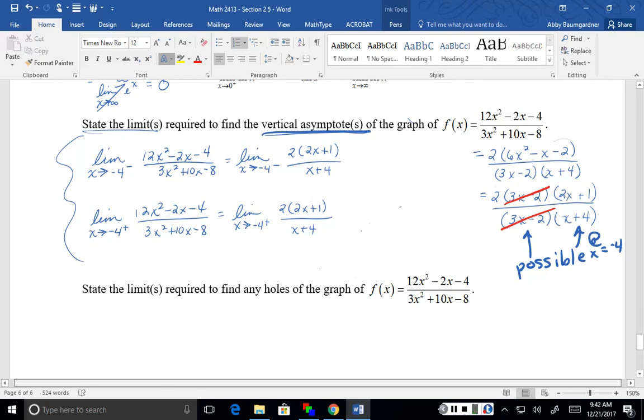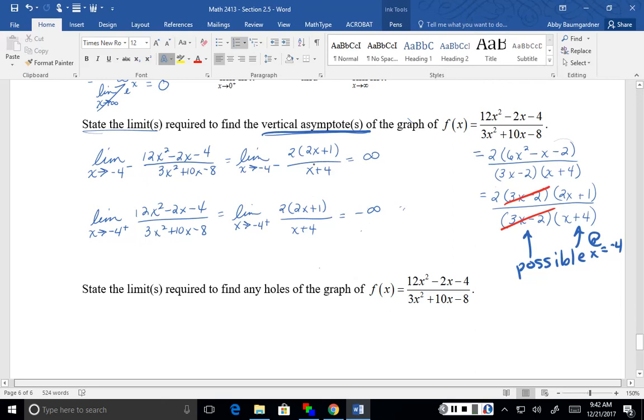I might have all of this written out. It's going to be a negative on top, negative. So it might look something like this. I would have this limit written, and I would say, tell me what you now know about the graph of f of x.